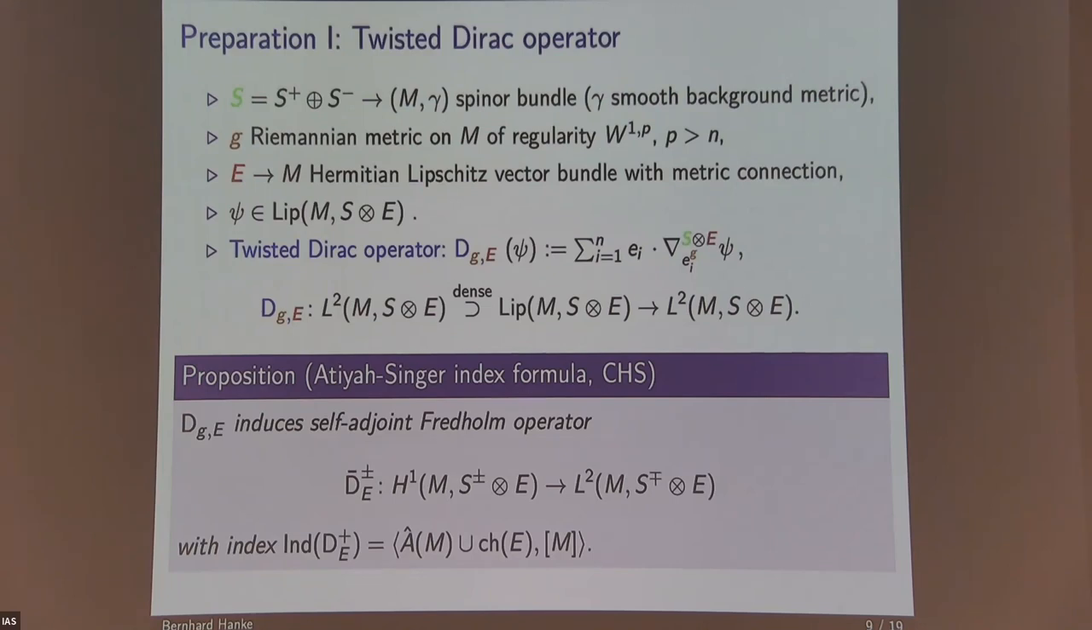And then I look at what we call the twisted Dirac operator. This takes sections in the tensor product of my spinor bundle S with this twist bundle, as we call it, E. It's just a Lipschitz vector bundle, so the transition functions are just Lipschitz, not smooth, with a metric connection. So let's take a section over M with values in the tensor product of this spinor bundle and this Hermitian twist bundle. The twisted Dirac operator is now constructed as follows. Here we have certain input data, namely the metric g and this twist bundle E. And then we can construct on this bundle an induced spinor connection.